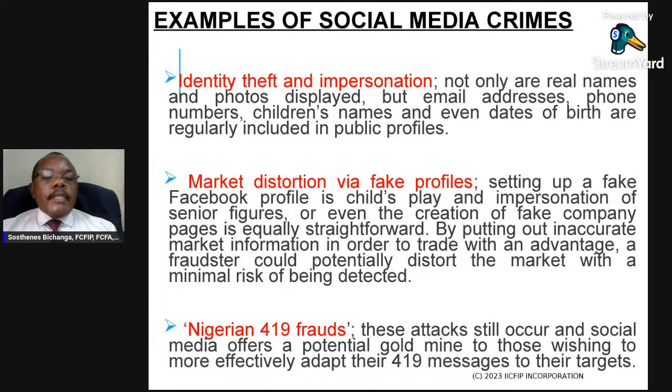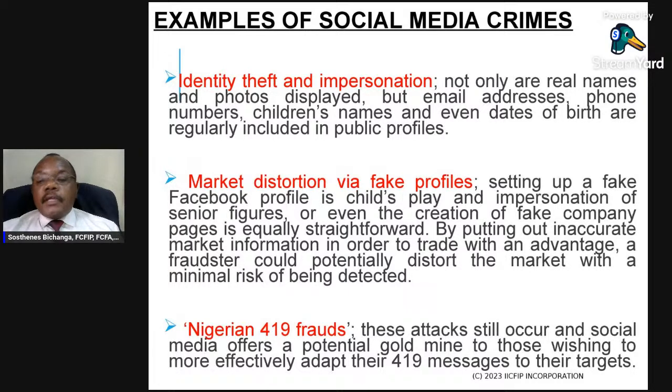Examples of social media crimes: identity theft and impersonation. Not only are leading names and photos displayed, but email addresses, phone numbers, children's names, even dates of birth are regularly included in public profiles. And therefore, these are used by the criminals for impersonation.